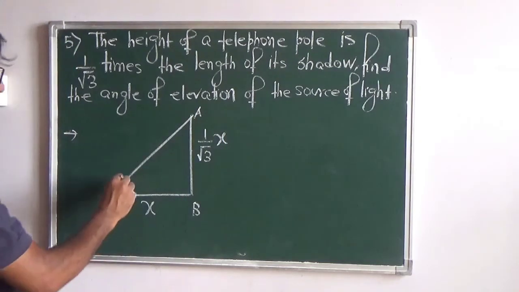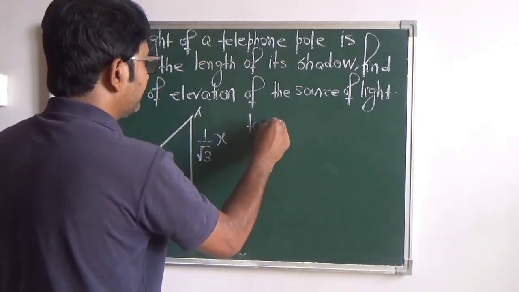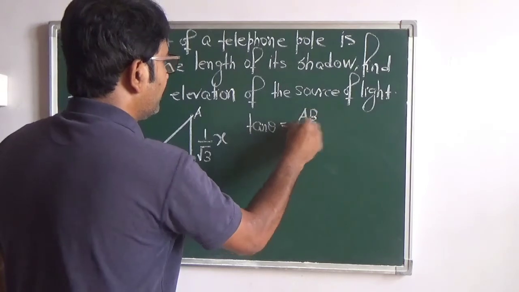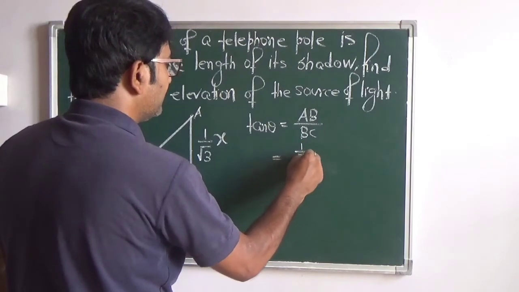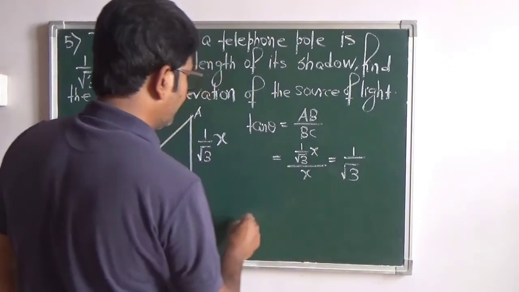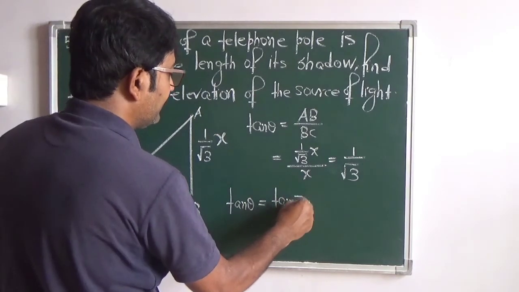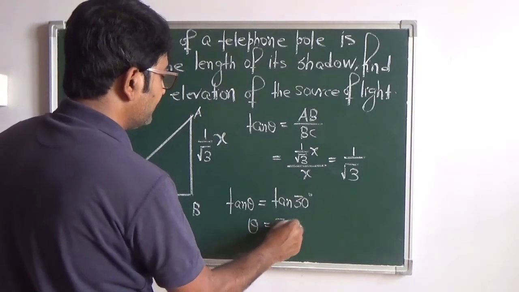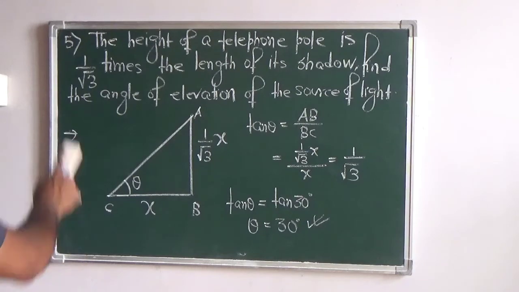So find the angle of elevation. So you have to find this. Perpendicular and base, so it is tan theta equals AB by BC. AB is 1 by root 3 x, by x comes to 1 by root 3. So again we have tan theta equals tan of 30 degrees. So theta is 30 degrees. So the angle of elevation in this case is also 30 degrees. So let us take question number 6.